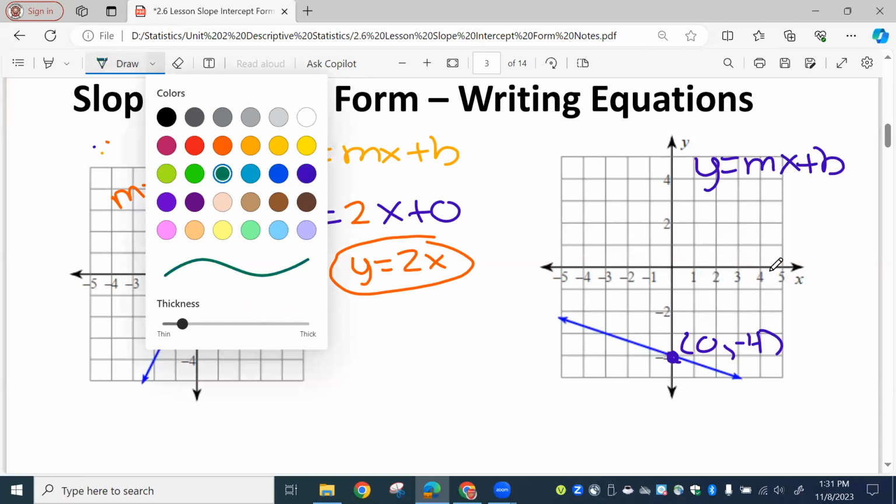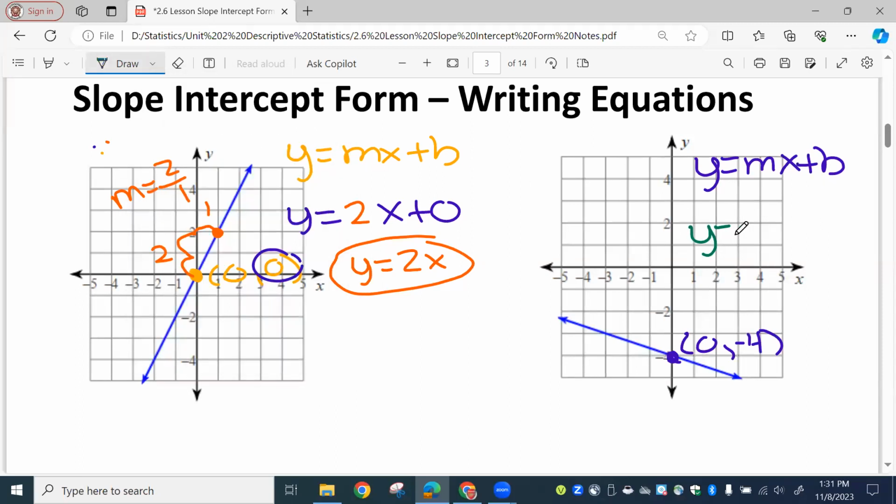So that means that b is -4. So I can start building my equation. It's going to be -4 at the end.